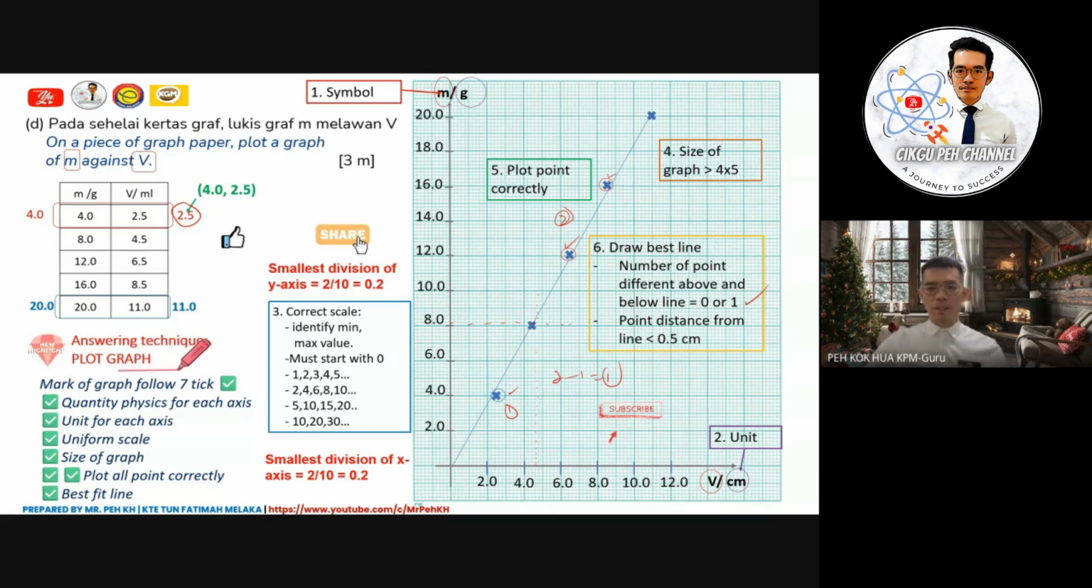Okay, so this will be the 6 criteria and 7 ticks. You need to make sure you get this. Then you can get full marks, or 3 marks here. Okay, so now you should know how to plot the graph already.